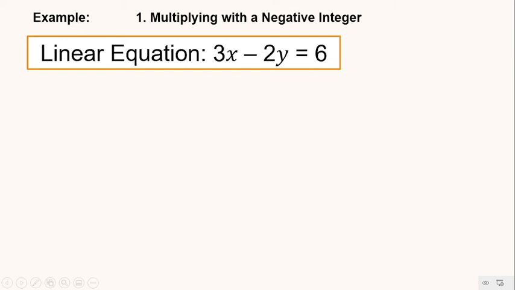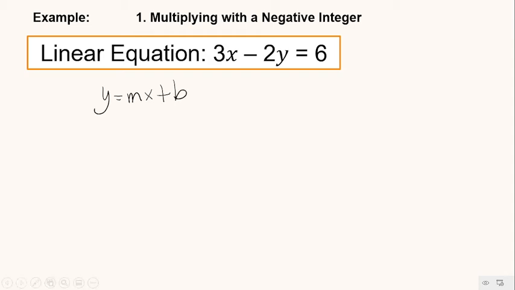Okay, so let's have an equation. Example: multiplying with a negative integer. So dito, kung makikita nyo, we have 3x minus 2y equals 6. So, linear equation siya kasi equals yung symbol natin. So, gawin natin itong slope-intercept form, which is y is equal to mx plus b.